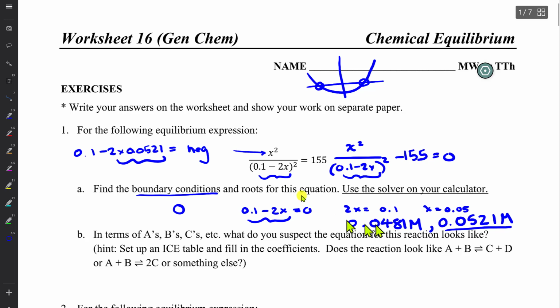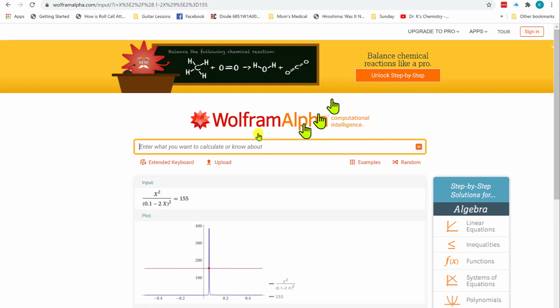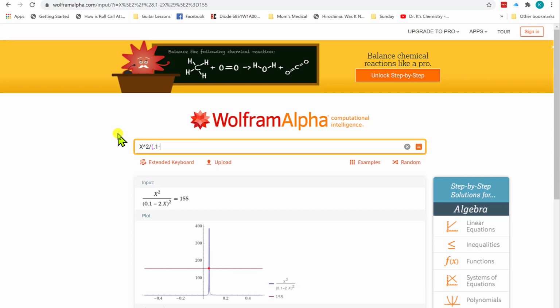So now I'm going to show you another option, and that's in Wolfram Alpha. I've already entered it once, so that's why you can see down here, but I'm just going to show you how you enter it. This is Wolfram Alpha, and I've talked about this site before, so some of you are probably using it. I'm going to plug in x squared divided by open parenthesis 0.1 minus 2x, squared, equals 155.